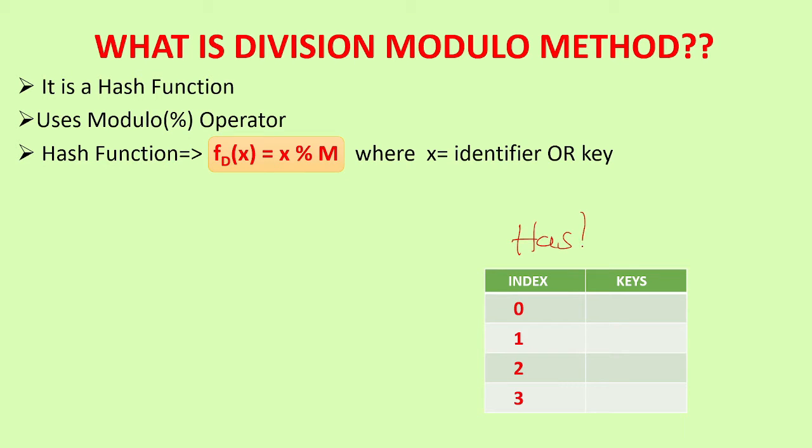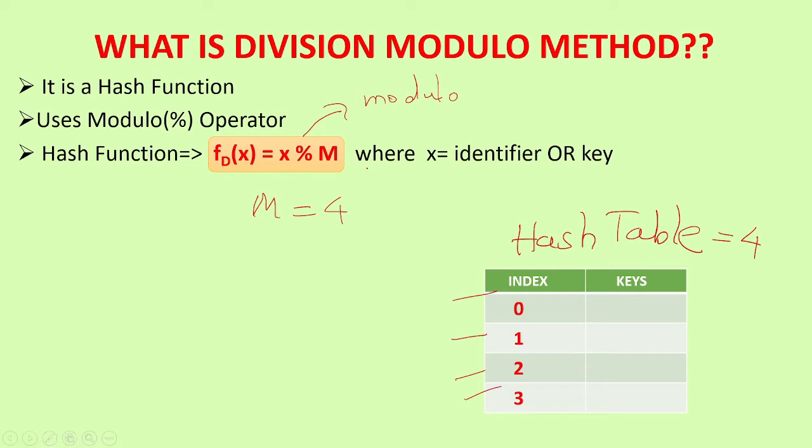So this is the hash table and this hash table size is 4 because you can insert 4 keys: 1, 2, 3 and 4. At the most you can enter 4 keys inside this table. So the value of m is 4 because m indicates the size of the table. So for any key, if I want to find out where it will be stored in the table, I have to calculate using this hash function, that is x modulo m.